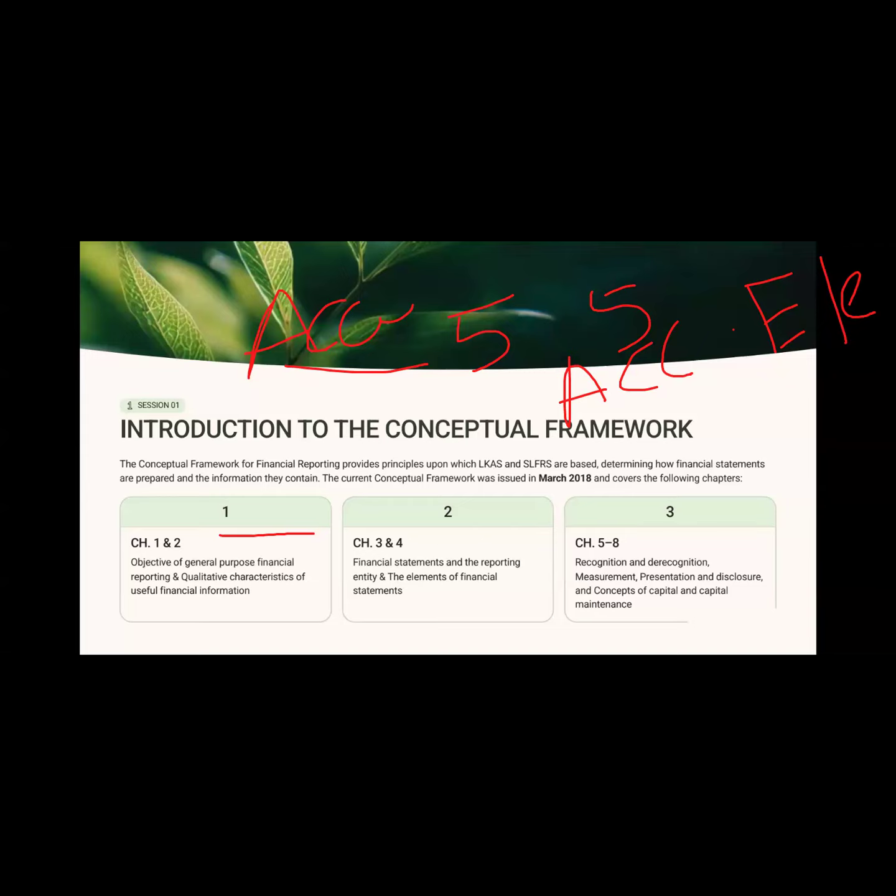There are also some measurement principles. That means sometimes we can measure things on a historical basis. Now, let's say you purchased a land in 2015.